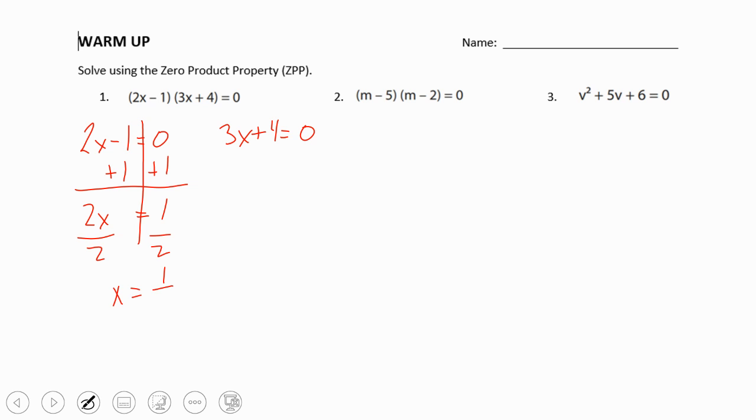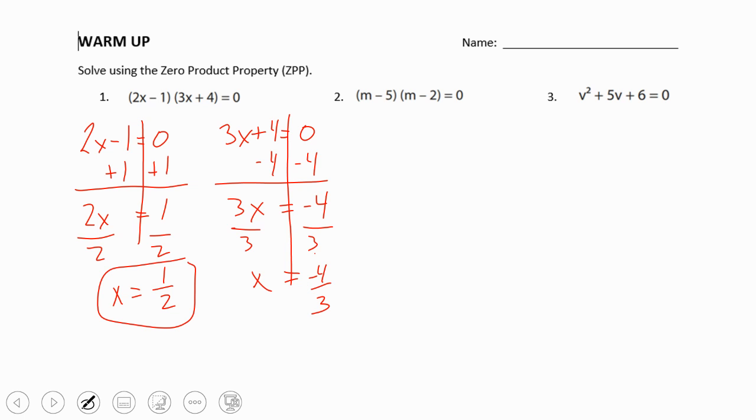So the first one is 1/2. Second one I'm going to solve. We're just solving a little two-step equation. There's my two solutions. The next one is already factored, and you might just look at it and get the answer, or you can set each of the factors equal to 0 just to make sure you're solving these.